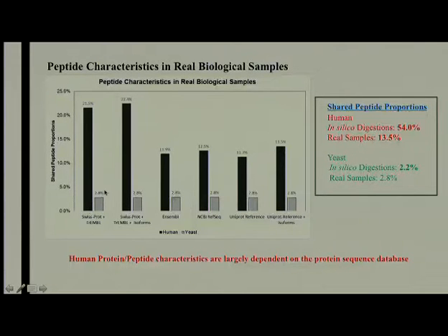And what you notice is that the mean shared peptide proportion in the real human samples is about 30.5% across all databases, while for yeast it's only around 2.8%. Again, that's an indication of the differences in the complexity within these organisms. And again, larger protein databases have much higher shared peptide proportions for the human sequence databases compared to the much smaller ones.